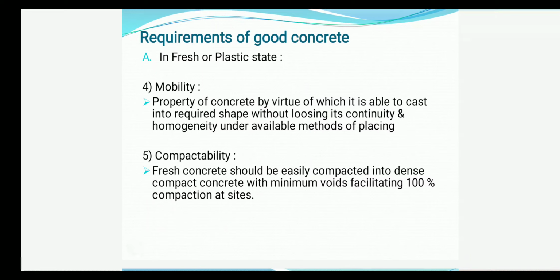The fourth requirement of good concrete in the fresh state is the mobility. Mobility is nothing but the property of concrete by virtue of which it is able to be cast into required shape without losing its continuity and homogeneity under available method of placing. So the concrete which can be easily cast into any required shape, but should not lose its continuity as well as homogeneity under available methods of placing, is termed as mobility.